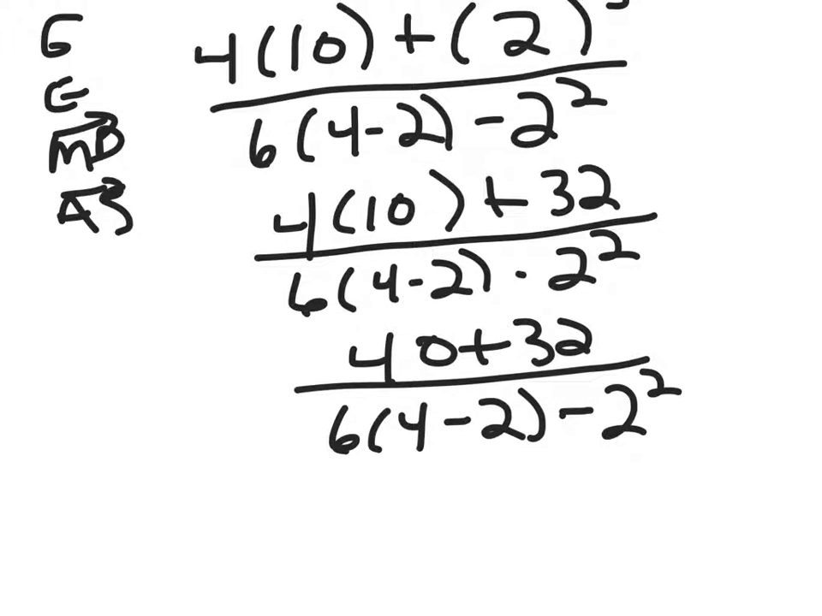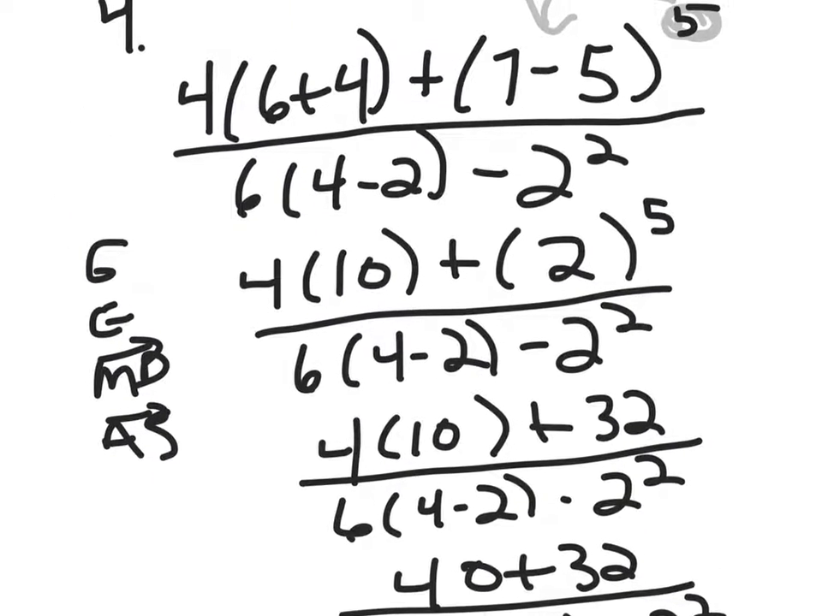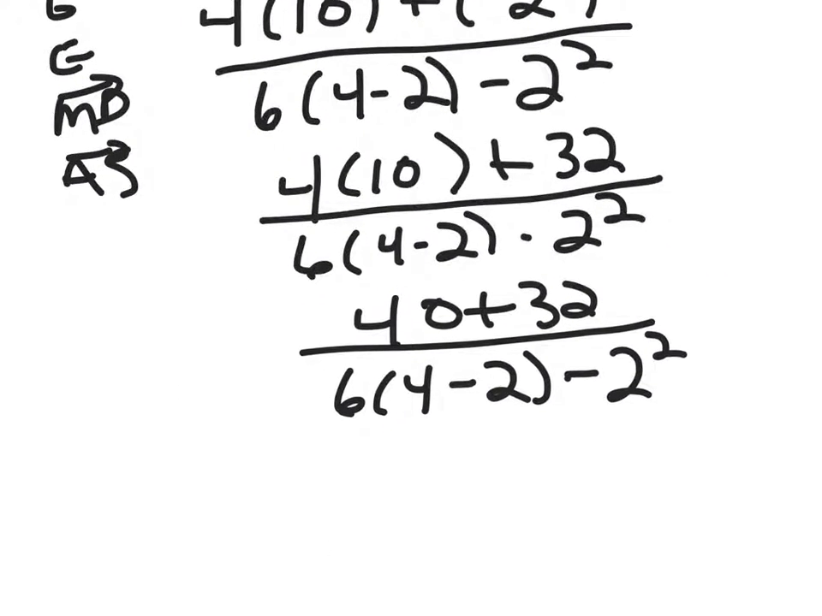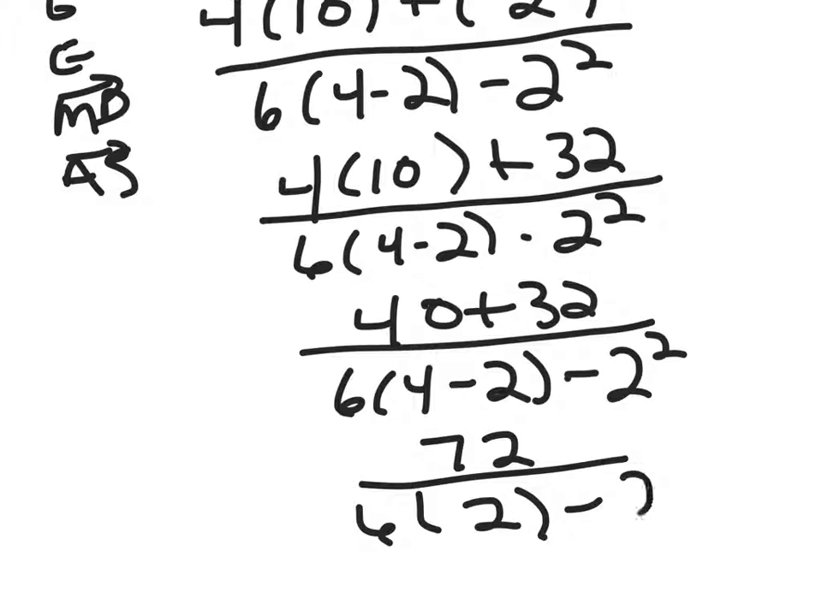Now I want to make sure that I've copied the problem correctly, so I'm going to go back and look. It is correct. Okay. Next, the numerator is 72. And now I can finally work on the denominator. 6 parentheses 4 minus 2 is 2. I've taken care of the grouping symbols in the denominator.